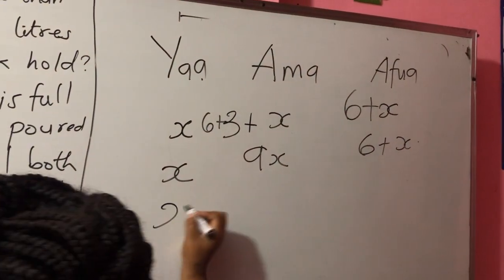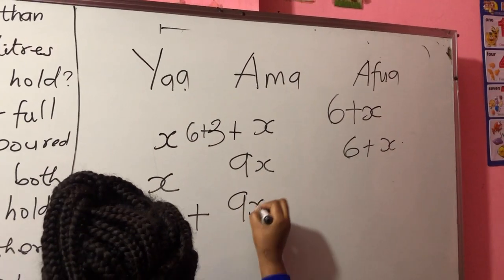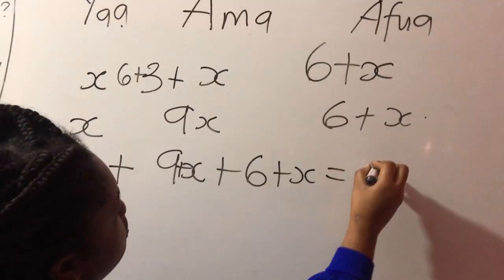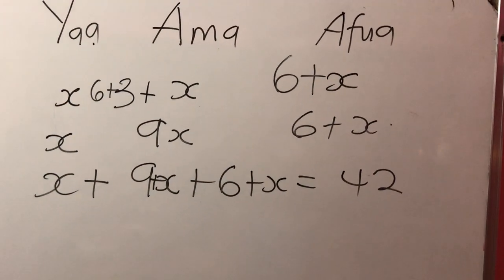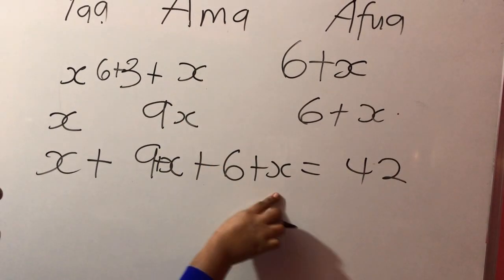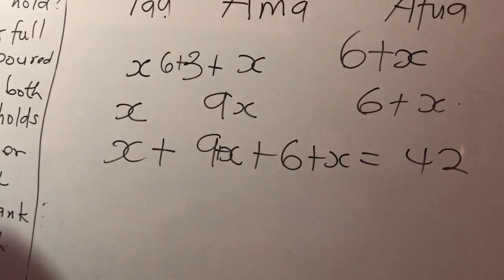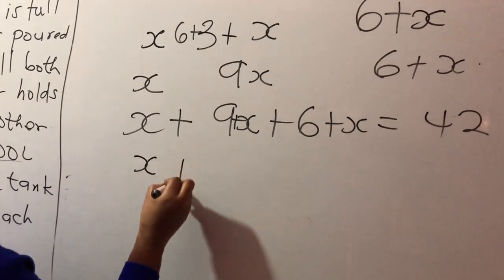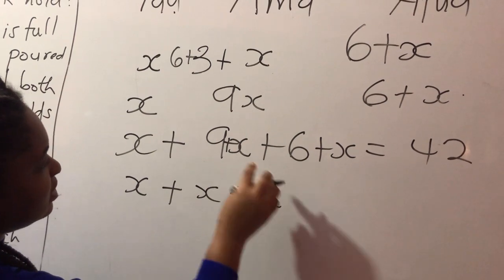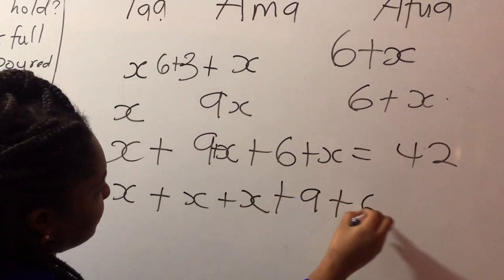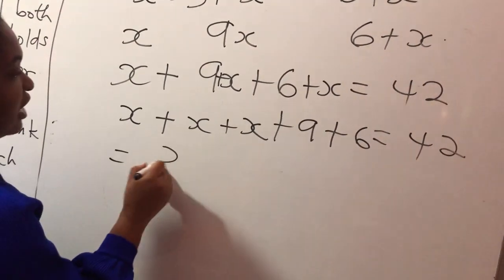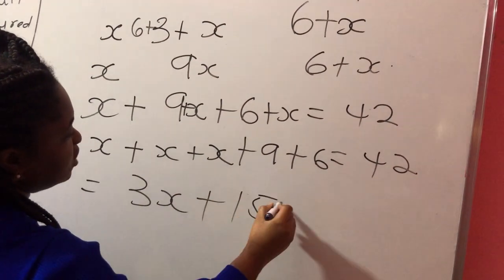So now our equation is going to be what? X plus 9 plus x plus 6 plus x is equal to what? 42. Okay, so Ama has 3 more than Ifua, and Ifua has 6 more than Ya. I hope you understand. So now we have what? X plus this x plus this x plus 9 plus 6 is equal to what? 42. You remember grouping like that. So we have 3x plus 15 is equal to what?